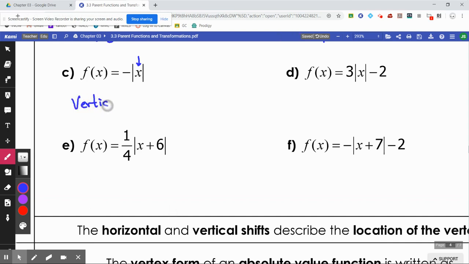So this will be a vertical flip. And when we say vertical, that would be up and down. So therefore, if you draw your xy axis, it would flip it across the x-axis.